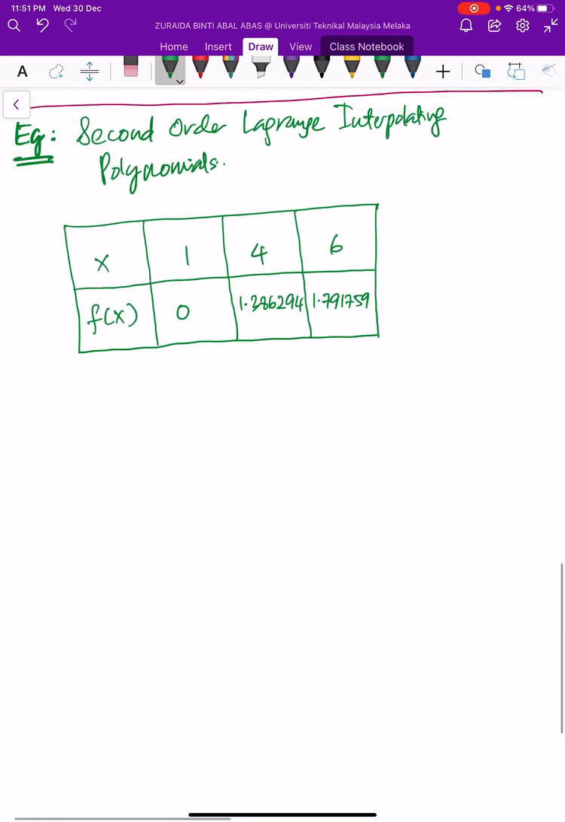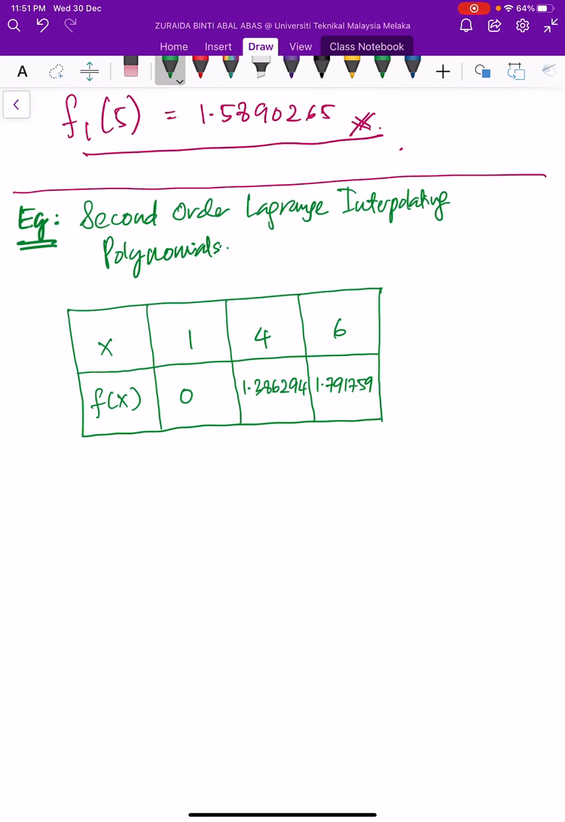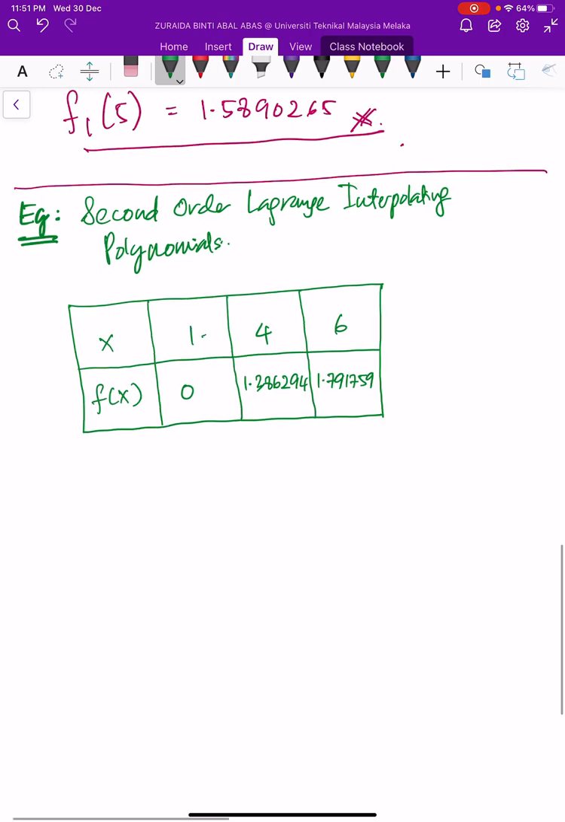Sorry, these are the points that we have: x equal to 1, x equal to 4, x equal to 6, together with the value of the function at the respective x point. This time around, we want to estimate the value of the function f(x) when x equal to 3.